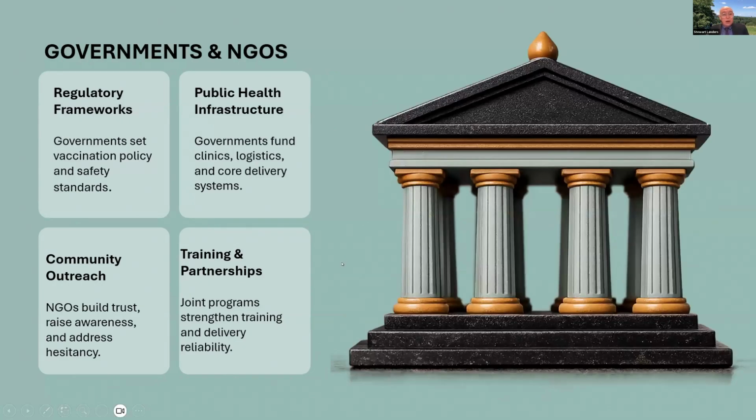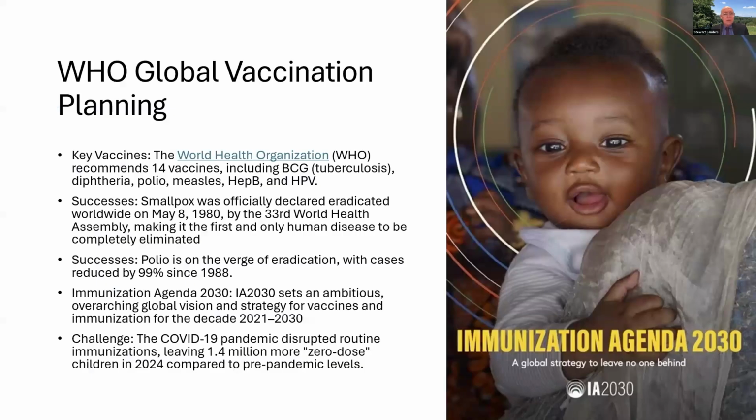Governments provide regulatory frameworks, budgeting, and public health infrastructure essential for vaccination programs, while NGOs often fill gaps in outreach and community engagement. In countries like India and Nigeria, government-led initiatives supported by NGOs have expanded immunization coverage by over 30% in rural and hard-to-reach areas. Public-private partnerships also enhance cold chain systems and training of healthcare workers, improving vaccine delivery quality and reliability. Next slide, please.